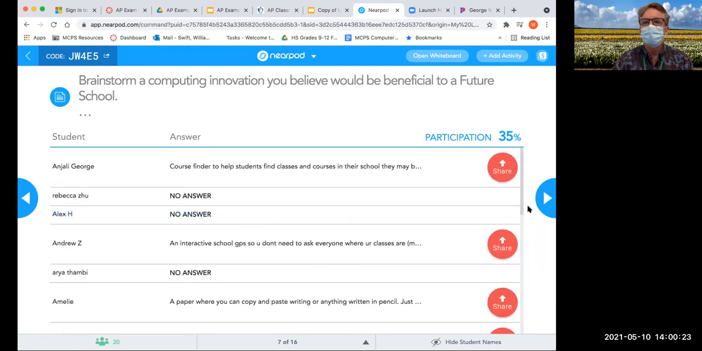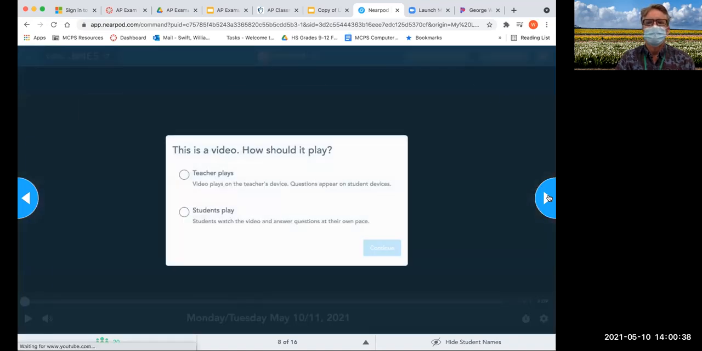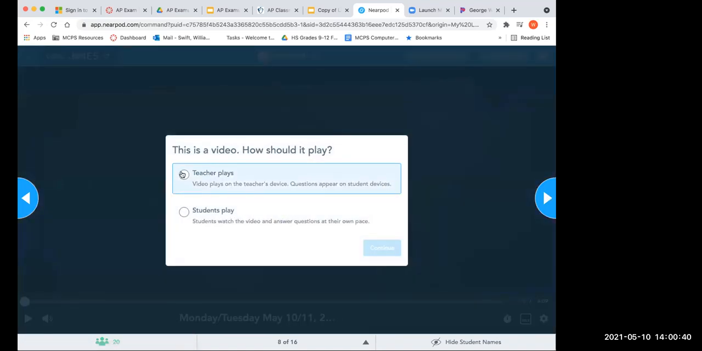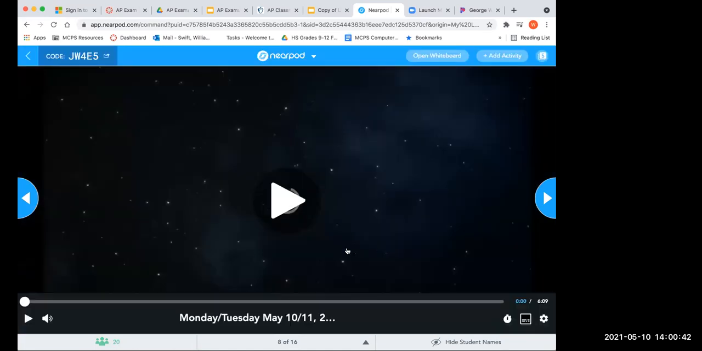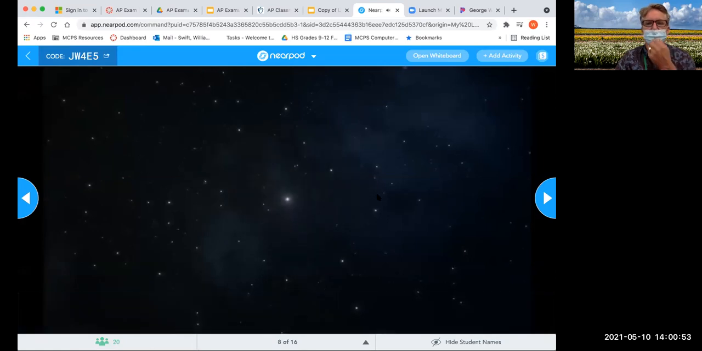All right, so these are all great ideas and we're up to 35%. Look, there's a fresh one. Algorithm that records and selects important information that the teacher says. How are we going to evaluate important? Well, that would be the role of AI. AI would be able to recognize what is important and what is not important. Technically, but can it? Here's a good video for that question.